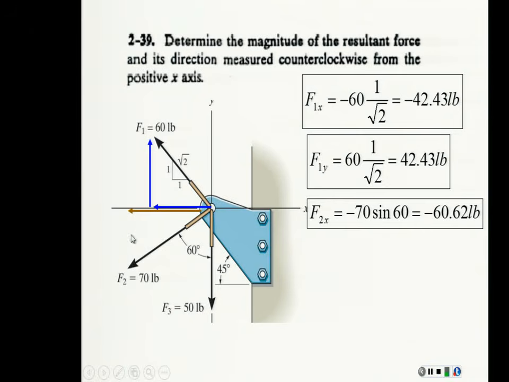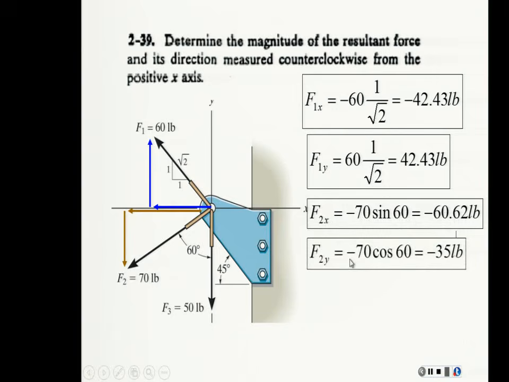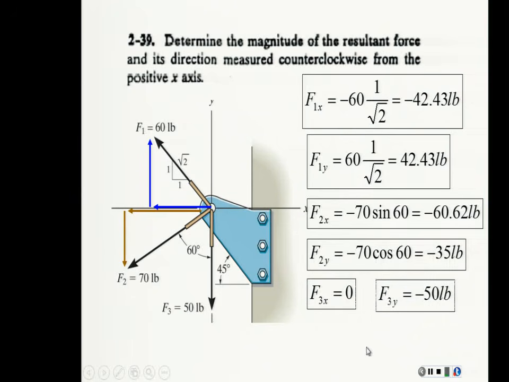And the vertical one here, positive or negative? Yes, negative, because it's going in the negative direction. Now, if I use 60, it's going to be sine or cosine? Cosine 60, because it will be this side, right? Or sine 30, if I use this one. Negative 70 cosine 60. What about the x component of F3? There's no x component. What about the y component of F3? Negative 50.